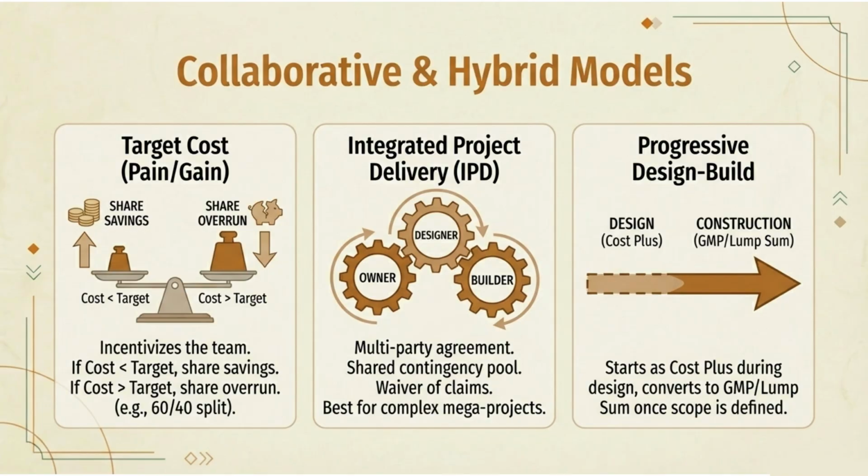Now we're getting fancy. Let's talk about the new kids on the block. Collaborative and hybrid models. First, Target cost, pain, gain. This one's clever.